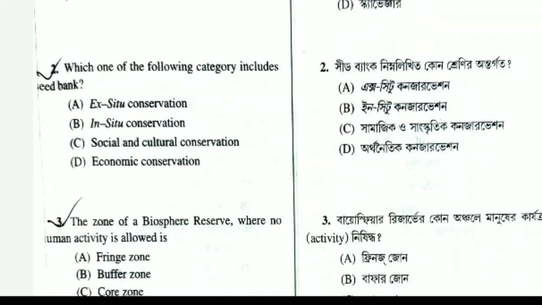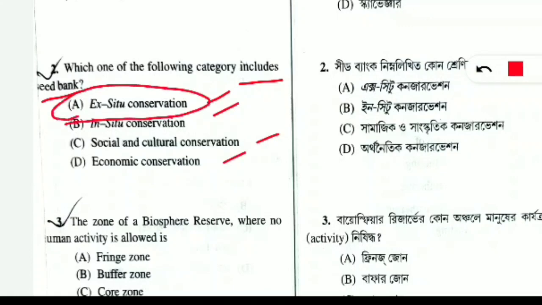Question number 2. Which of the following categories includes seed bank? Some questions are not properly coming on the page, but I will tell you: whether it is ex situ conservation, in situ conservation, social and cultural conservation or economic conservation. This is a very simple question. It is a type of ex situ conservation, that means out of the site. If you want to store seed of any particular species, we have to store it in proper conditions, in laboratory conditions, that is out of the site. That is ex situ conservation.